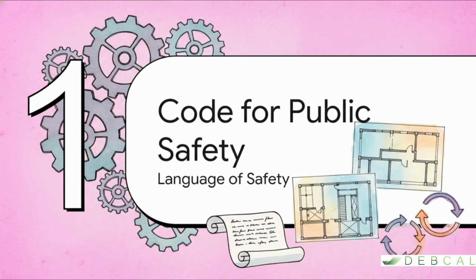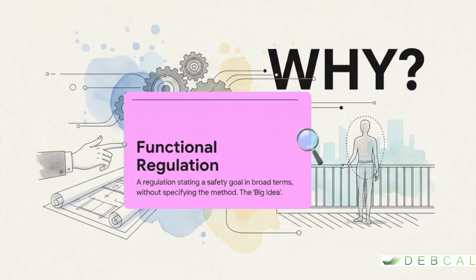All right, before we get into the nitty-gritty of all the measurements and materials, we first need to understand the language of the code itself. It's actually written in a pretty clever two-part system. First up, you've got what's called a functional regulation. The easiest way to think about this is as the big idea, or the why. It just states the overall goal in really simple terms. So, for instance, a regulation might just say that the edge of a balcony has to be designed to, quote, prevent any person from falling. See? It doesn't say how high or what to use, it just gives us the fundamental goal.